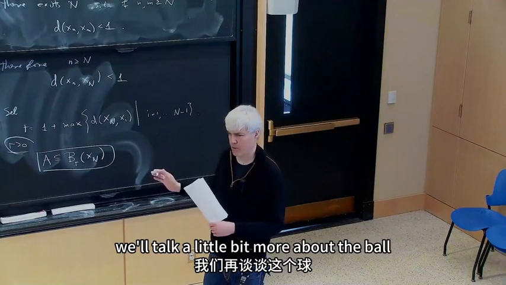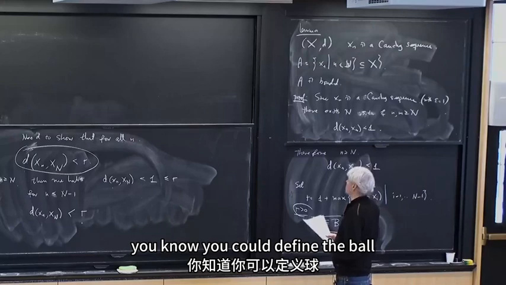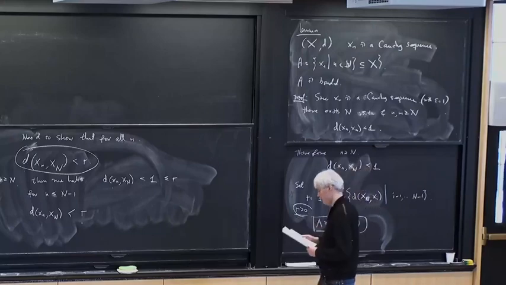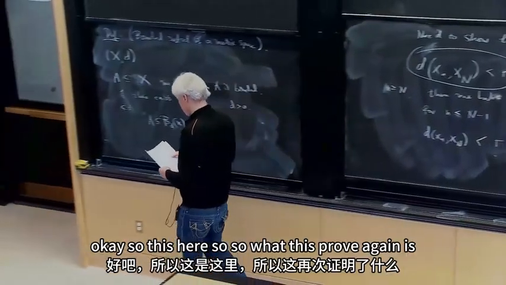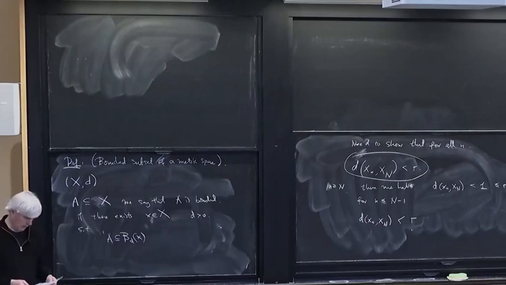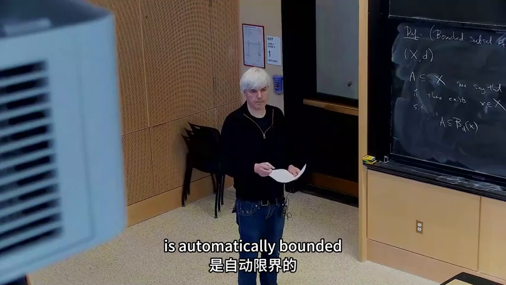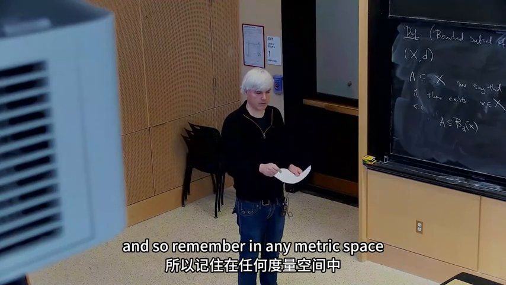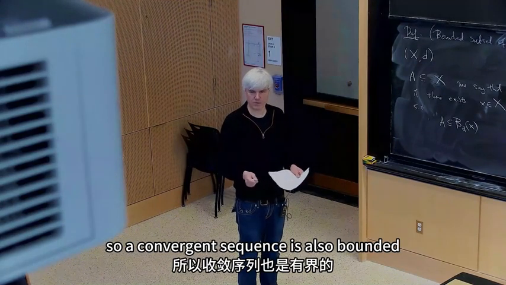We'll talk a little bit more about the ball, because there is another way you could define the ball. Maybe I'll say a few words about that now. Okay, so what this proves again is that in any metric space, a Cauchy sequence is automatically bounded. Fine. And remember, in any metric space, a convergent sequence is a Cauchy sequence. So a convergent sequence is also bounded.